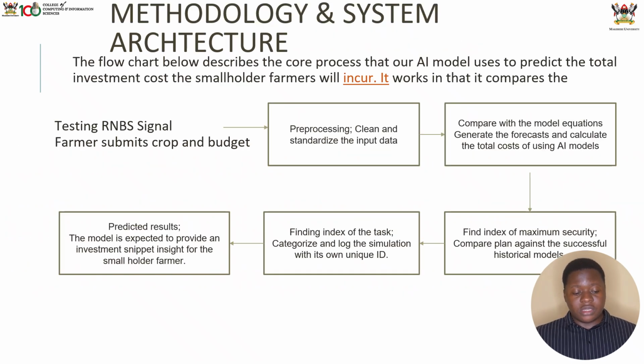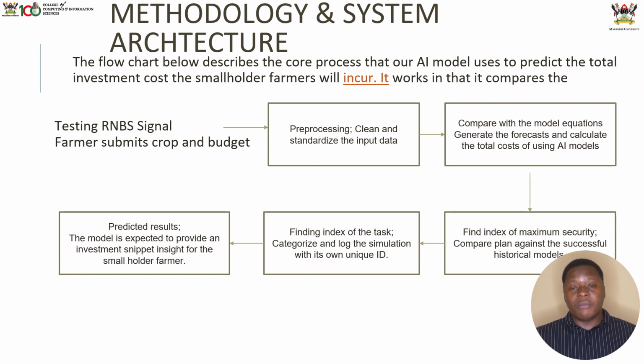Our methodology. A methodology is like the structure that the AI will follow in order to give us the predicted results. So we shall begin by testing RNBS. RNBS is the raw new business signal that the farmer submits to the AI. Then the pre-processing involves cleaning and standardization of the input data that the farmers provided.